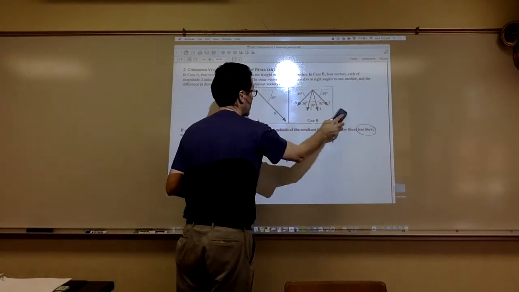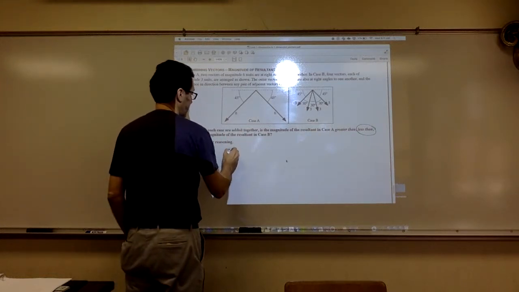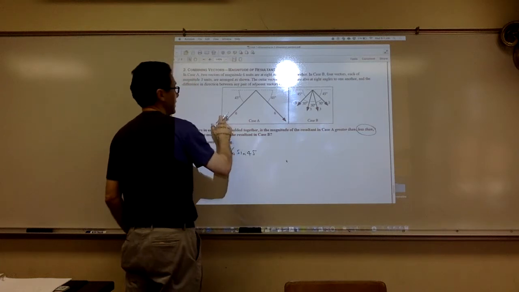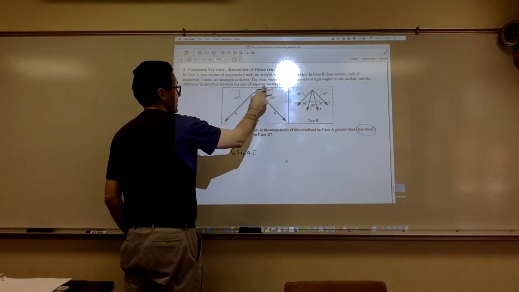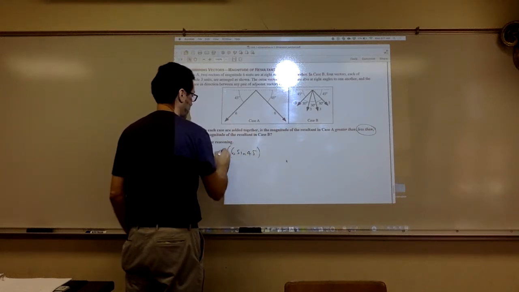Now let's see how we can do this with the math. Now for this guy here, the y component would be 6 sine 45. Okay, so you're looking for this. We already said that the x components cancel out. But you have these twice, so 2 times that.